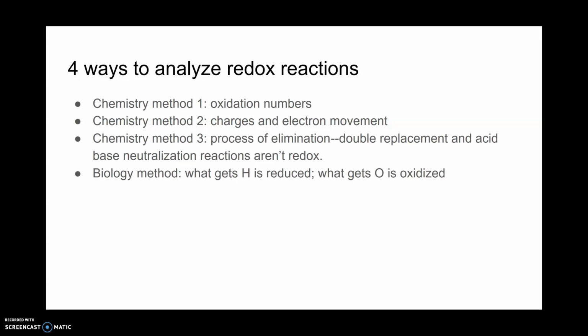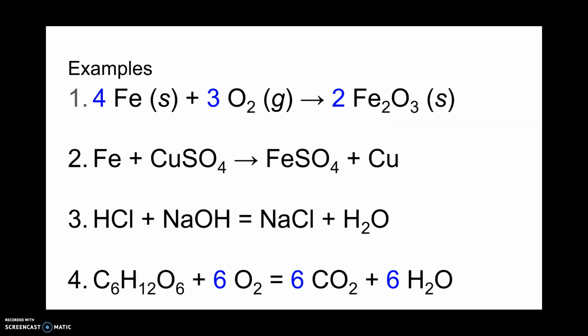I'm going to talk about 4 ways that you can use singly or in combination to analyze a reaction and first off determine if it's redox and then determine what is being reduced, what is being oxidized, and what is remaining unchanged. I'm going to use 3 different chemical ways to think about it and also talk about how a biologist views redox. We're going to be talking about 4 different examples.